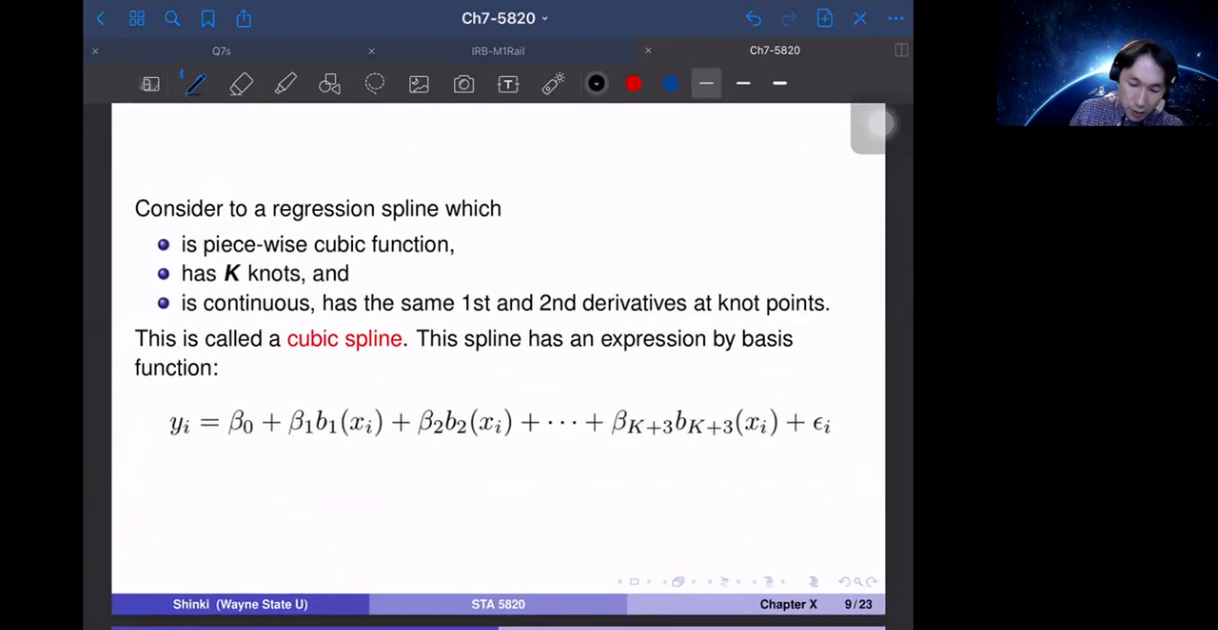So a regression spline is a piecewise cubic function. Usually cubic. We can think about a piecewise linear function or a piecewise fifth degree function, but often we use the piecewise cubic function, and it has k knots. The k is typically a small number compared to the sample size. And we impose that the function is continuous and has the same first and second derivative at knot points. That is called the cubic spline, and it is denoted in this way.